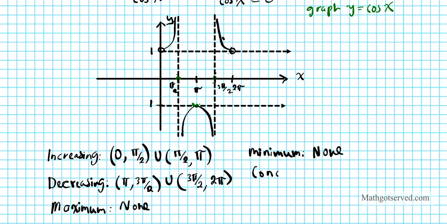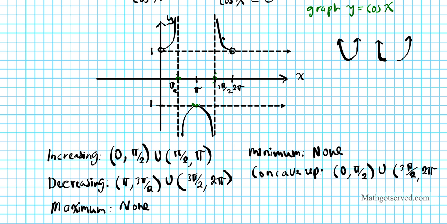Concave up. Concave up, where do we have a complete U or a partial U, from the left or from the right? Okay, if you take a look at this curve, you see that we have a complete U facing down here, and then you have a partial U facing up here, and a partial U facing up here. So it's concave up from 0 to pi over 2, and then it's also concave up from 3 pi over 2 all the way to 2 pi.